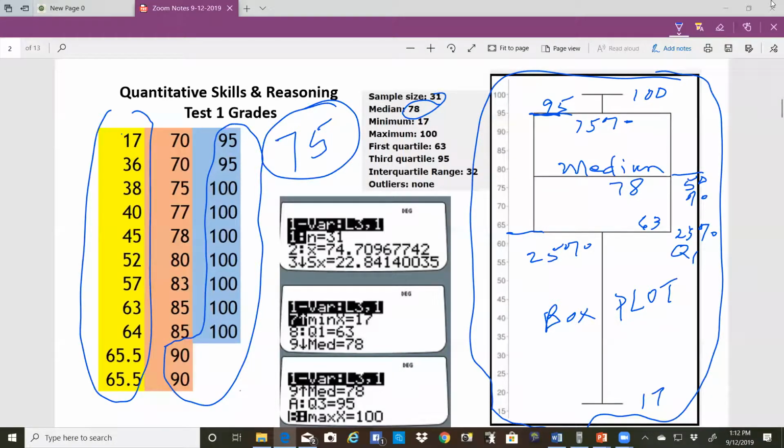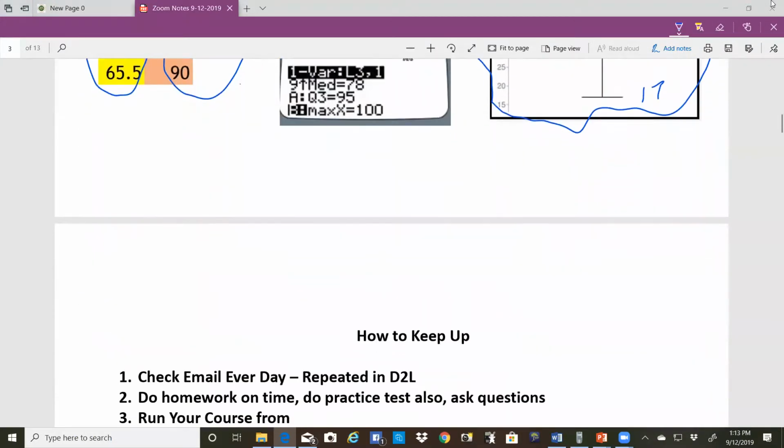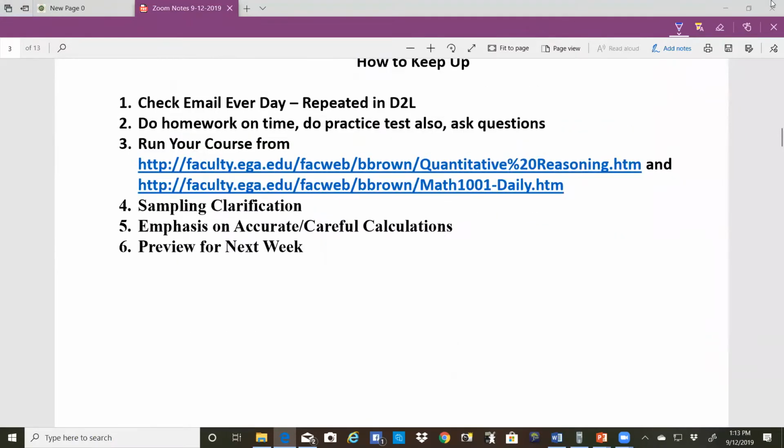But I was pretty pleased with these grades, except the ones who didn't do as well. I want you to stay in the course, and I want you to ask for help or try to figure out why the calculations weren't quite right. And I bet you we can find the cause. But to me, the thing to do is you've got to do the homework, which is here's how to keep up.